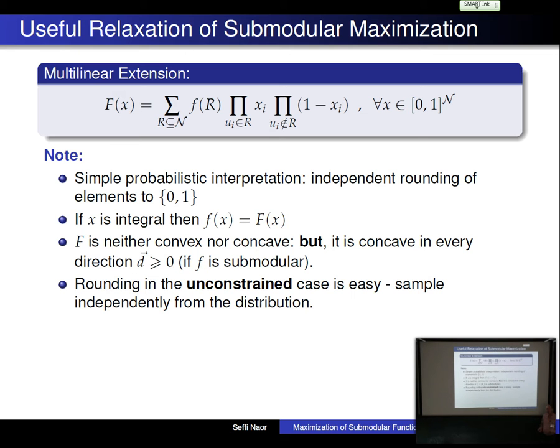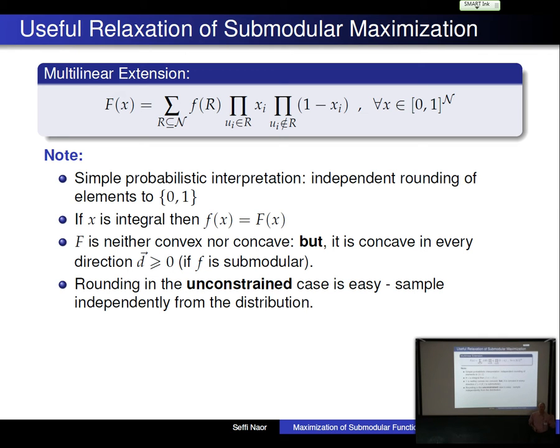The multilinear extension was actually defined, I think, in work in game theory in the 60s, but was brought and used in papers by Jan Vondrak, Calinescu, Chekuri, Pal, or Feige. The multilinear extension is defined as follows. In the Lovász extension, we did correlated rounding. In the multilinear extension, we're going to do independent rounding.